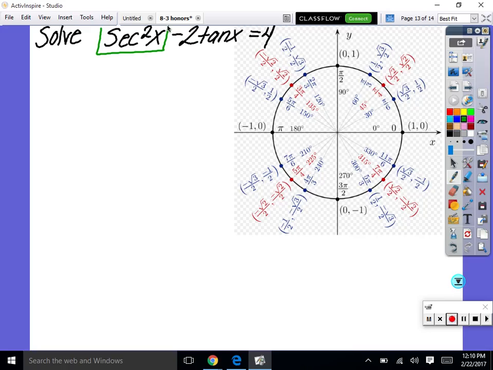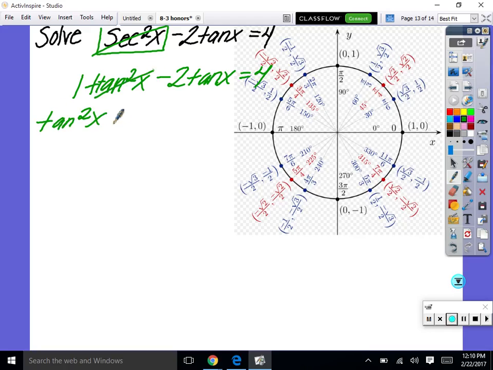What's this trig identity? Is it 1 plus tangent squared? So we have 1 plus tangent squared instead of that, minus 2 tangent of x, and then let's equals 4. So let's get everything equal to 0 so we can factor it. So we have tangent squared x, because we'll combine like terms, minus 2 tangent x, we're putting it in standard form, which means highest degree to lowest degree, and then we'd subtract 4. Minus 3 equals 0, so now we can factor it.